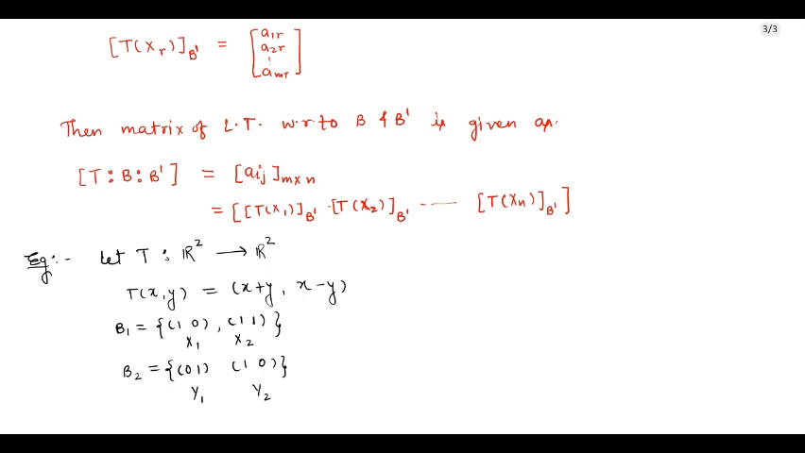How do we find the matrix? First we need to find the image of the basis, right? So T of x1, that is (1, 0). So T of (1, 0), the image according to this transformation is (1, 1), right? So this (1, 1) you write as a linear combination of B2. How do you write it? 1 into (0, 1) plus 1 into (1, 0).